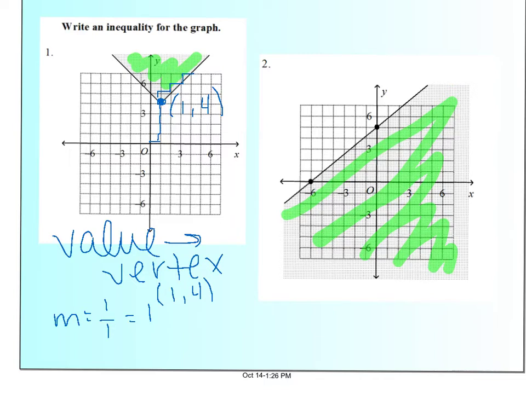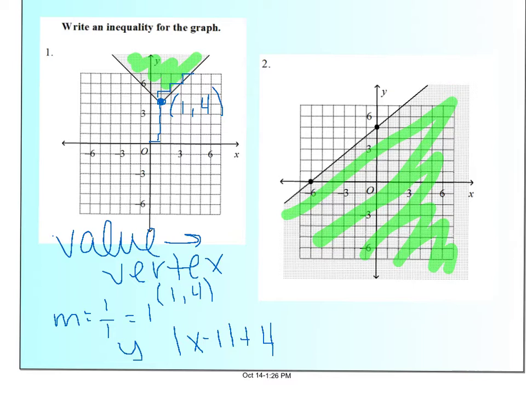Now when I write this inequality, I know I'm going to have absolute value bars with an x inside. And then I'm going to take the x coordinate of my vertex, and place that next to my x value within my absolute value bars. And remember, you have to switch the sign. So because I had positive 1 up here, now I have positive 1 down here inside the absolute value bars. Then I take the y value of my vertex, and I place that outside of my absolute value bars, plus 4.